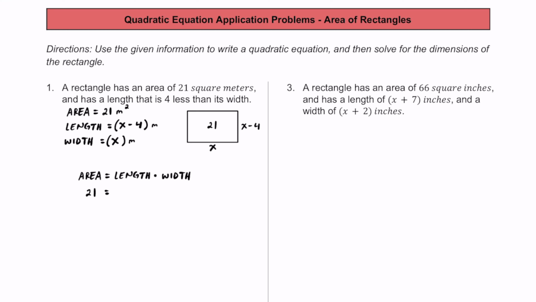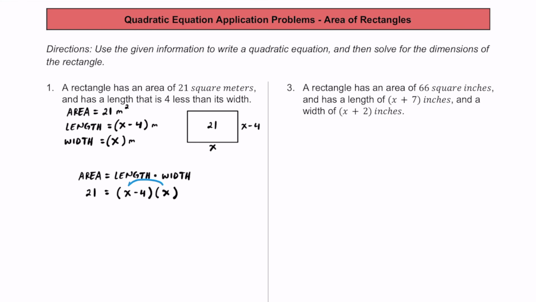The length here, we're going to change this to x minus 4, because that's how long that is. And the width here is going to be x. We're going to multiply x by it. Now, we don't need to write the parentheses, but you can write them if you would like to. Let's solve this, because right now this is a quadratic equation.